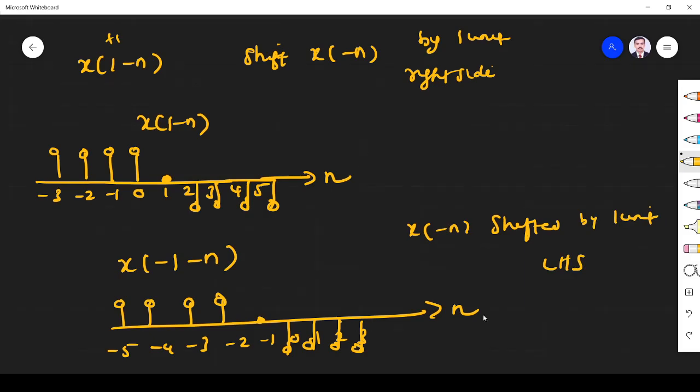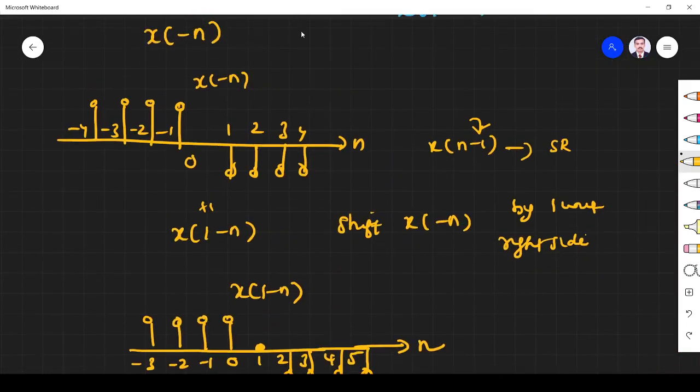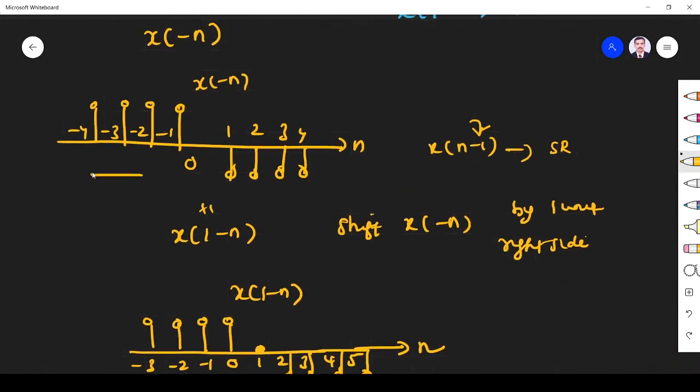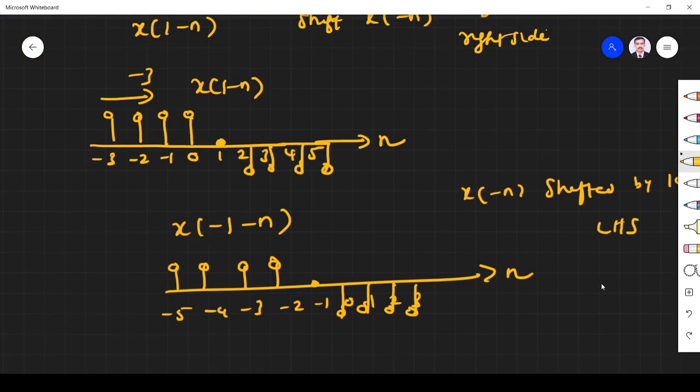So just to move this, sorry, this x of minus n must be shifted 1 unit left. That is what minus 1 minus n is. This is 1 unit right. So minus 4 will go to minus 3. Here minus 4 will go to minus 5. Everything should be moved in the same way, right?